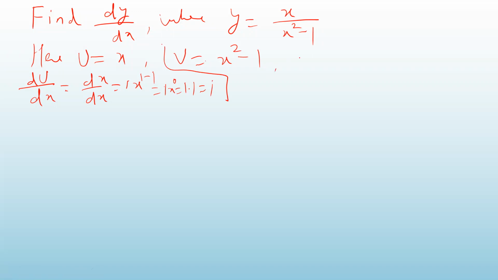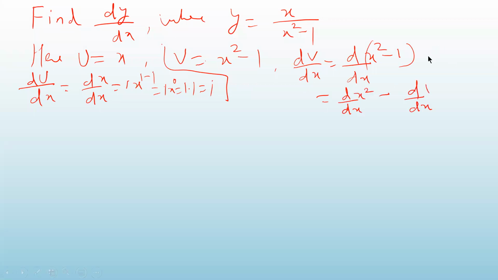What is derivative of v? V meaning what? V is x square minus 1. Okay. We have to take the derivative of x squared minus 1. So it is nothing but derivative of x square minus derivative of 1. We are applying your first rule, addition rule. So that also holds good for subtraction. Now what is derivative of x square? It is 2 into x raised to 2 minus 1. And derivative of 1 is 0 because 1 is a constant. So the answer will be 2x.